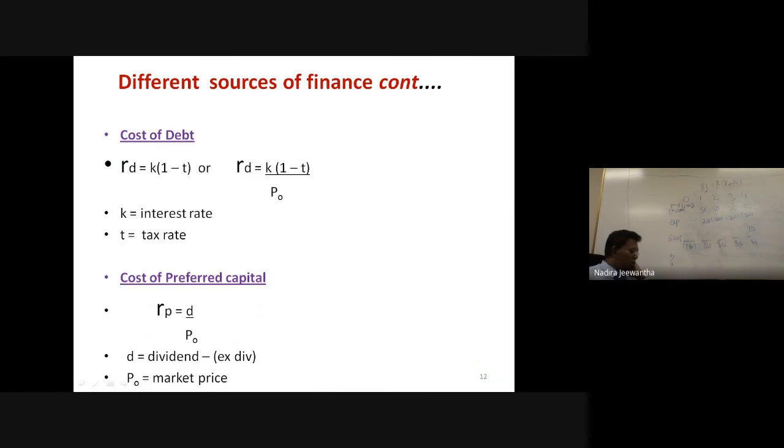Cost of equity, dividend. Dividend is paid after tax or before tax? Dividend is paid after tax, except preference dividend. Here we are talking about the ordinary share. Dividend is paid after the tax. So then do you need any tax calculation, tax adjustment?